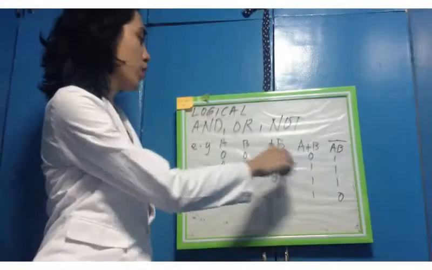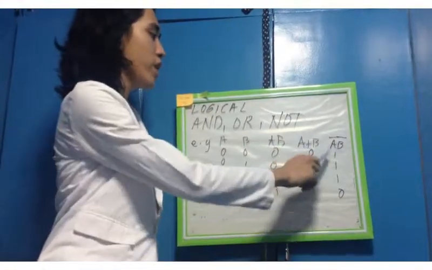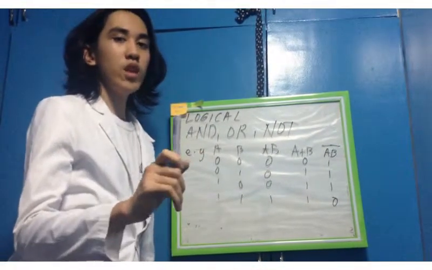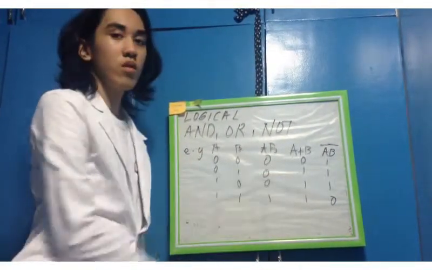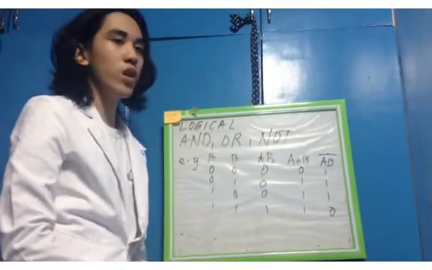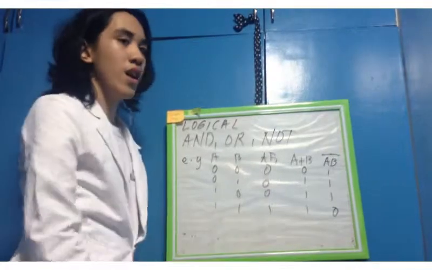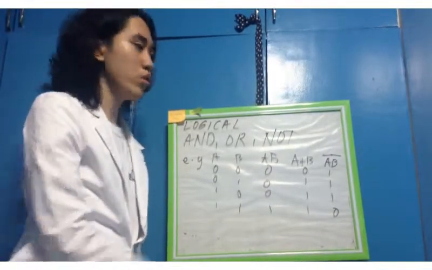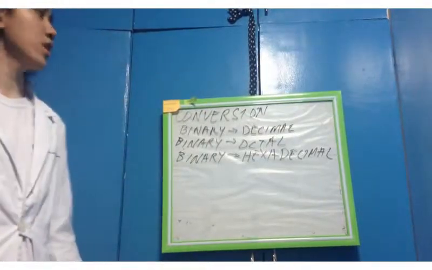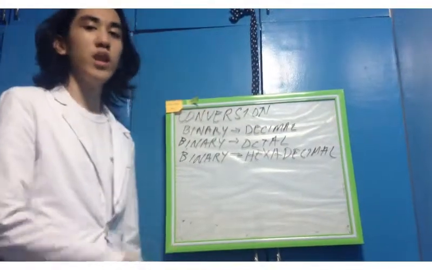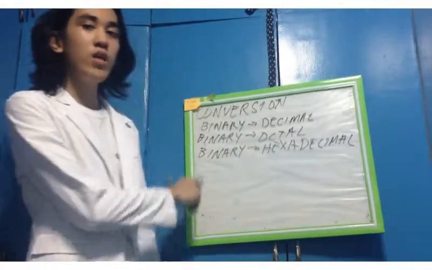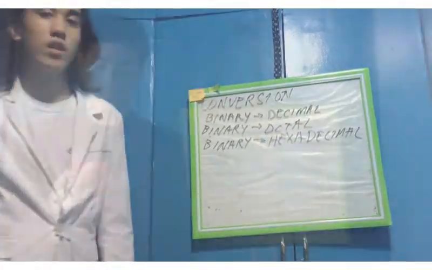And here is an example of the OR operator. A or B: if at least one value is true, then the result is true. And the NOT operator provides the opposite value of what you have produced in another statement. Conversion. Since we already discussed the number system, I'm not going to explain this further, as we already know how to convert these values.